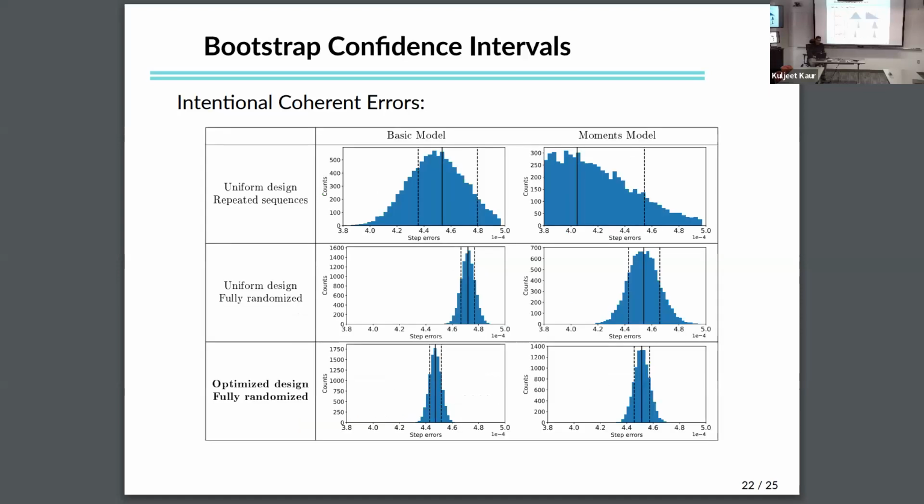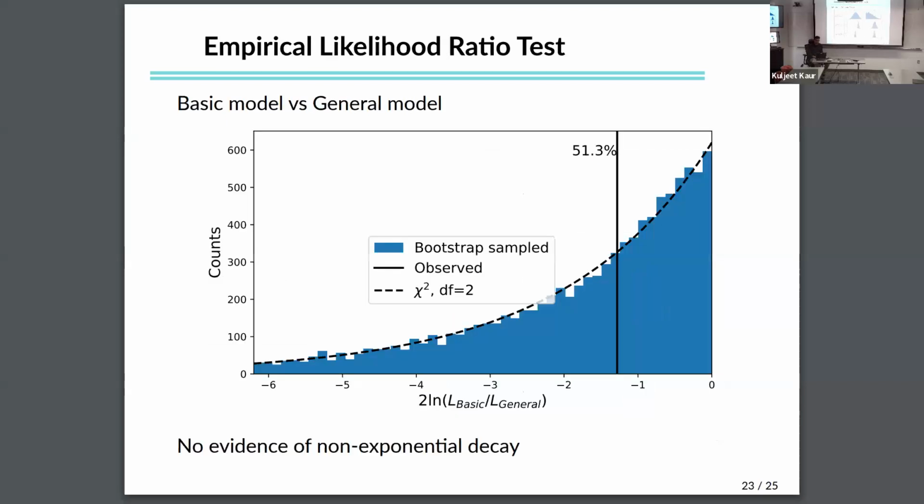Right, so here are the same bootstrap histogram plots. Again, we see a nice benefit from optimized fully randomizing, and then a correspondingly larger benefit if you actually analyze according to the moments model, which is pretty much what we expected, and it's nice to see this actually confirmed. And then here is the same empirical likelihood ratio test. So like I was saying, how far you are in the tail determines how much you can reject the basic model.